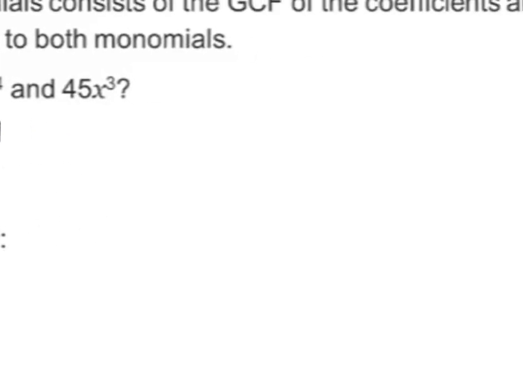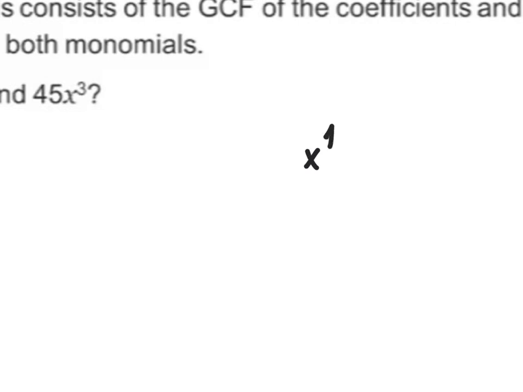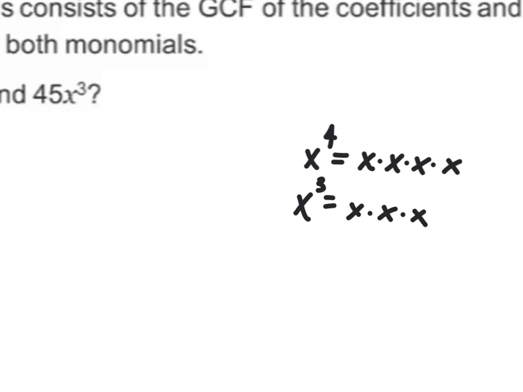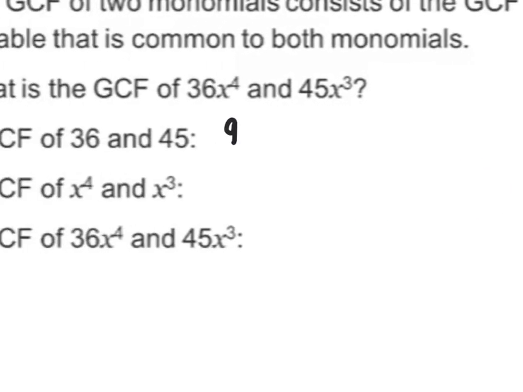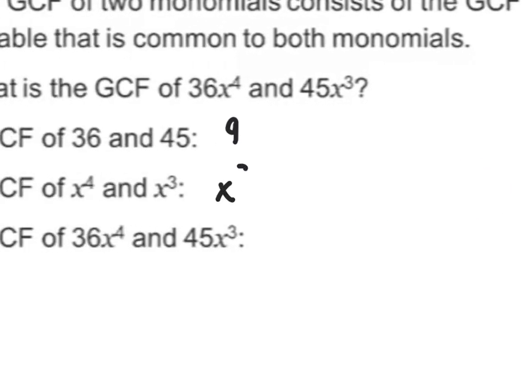So let's do something real quick. If I take x to the fourth, that means that I'm taking x times x times x times x. I'm multiplying x by itself 4 times. Now, if I take x to the third, that means I'm taking x times x times x. Now, that means that we have 1, 2, 3 common factors of x out of this, okay? So our greatest common factor out of those is just going to be x cubed.